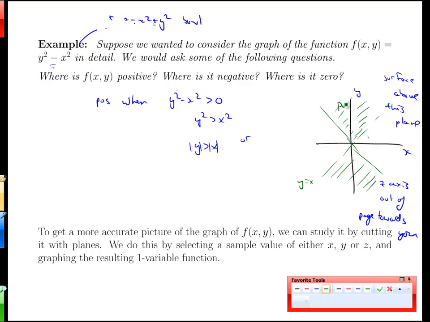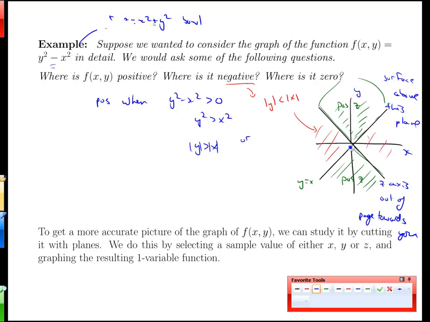So this is going to be positive z values. And where is it negative? Well, it's going to be the opposite case, when the absolute value of y is less than the absolute value of x. Again, taking a look at the original function, if x is really big, or certainly bigger than y is, then x squared is going to be bigger than y squared. Take the difference, I get something negative. And last but not least, where is it going to be 0? Well, right across the boundary lines along y equals x and y equals negative x. Those are going to be the 0 levels for the function.